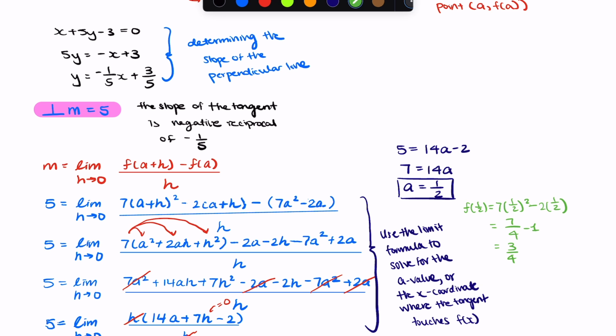So here, again, we just subbed in the value. So let's just indicate what we did here as well. So we subbed in the value of a in the equation f of x is equal to 7x squared minus 2x to find the corresponding y value.